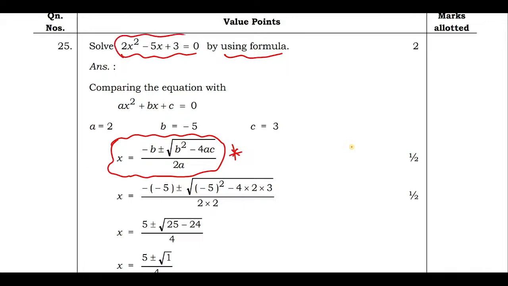Now we should solve this quadratic equation by the formula method. Now what is the value of a? It is 2. b is minus 5. c is what? Plus 3. Now what you need to do is substitute the values. b value is minus 5, so b square is minus 5 whole square. 4 into a, which is 2, and c is 3, divided by 2a, which is 2 into 2.